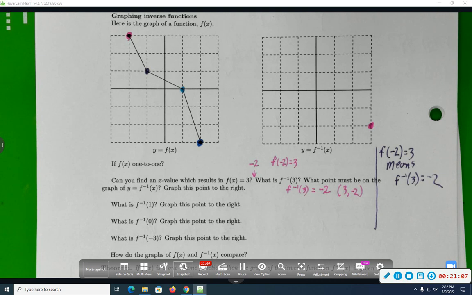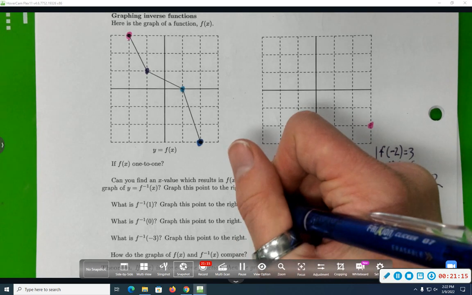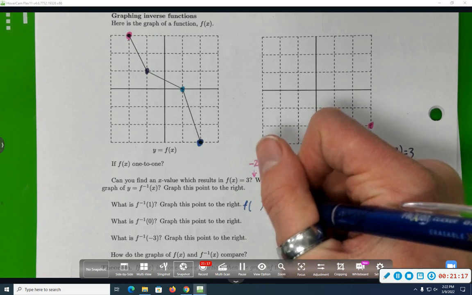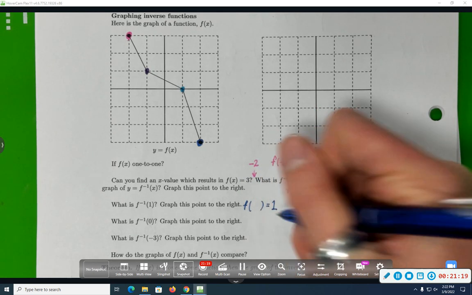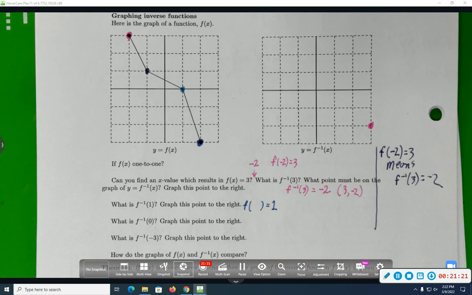Let's try to figure out what f inverse of 1 is. So, first things first, can you find me an x value which gives you f of that x value equals 1? Negative 1. Right here on negative 1?